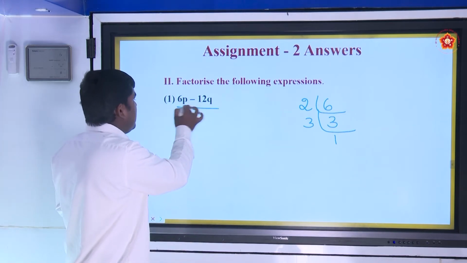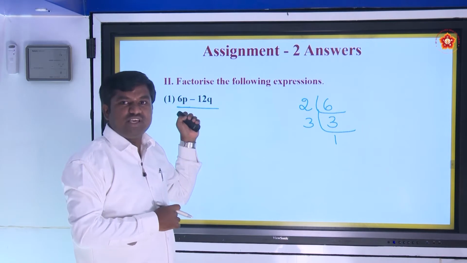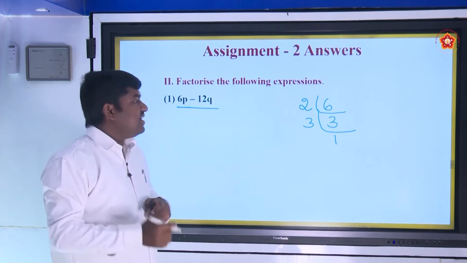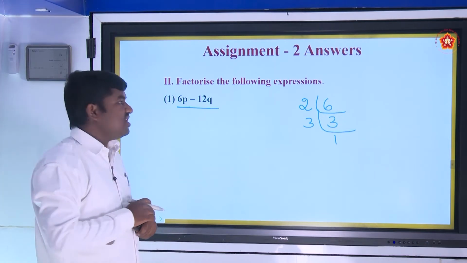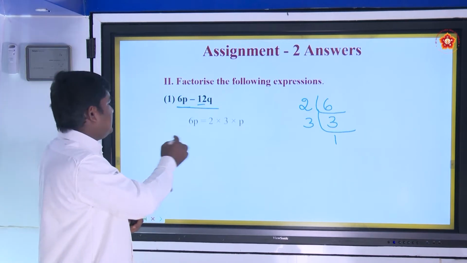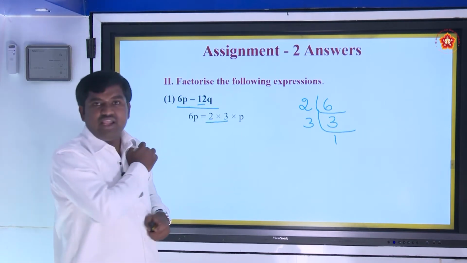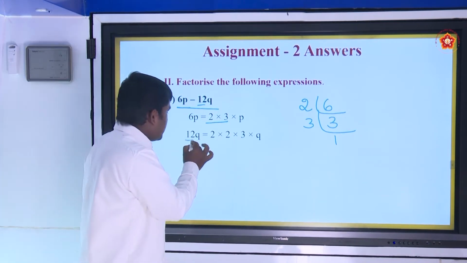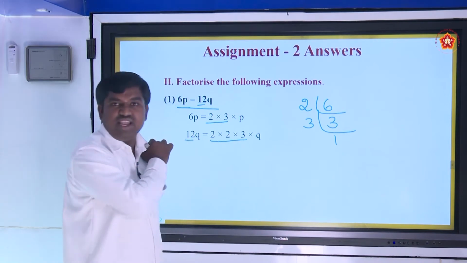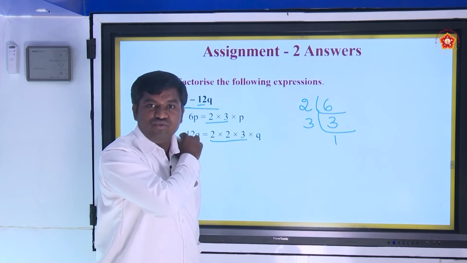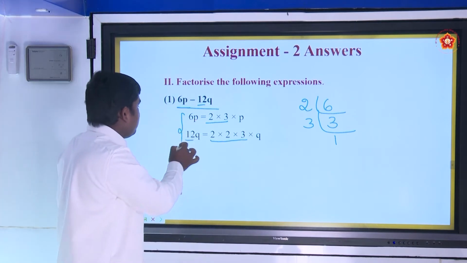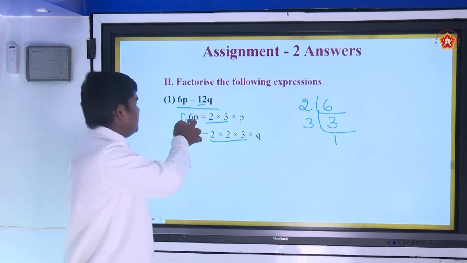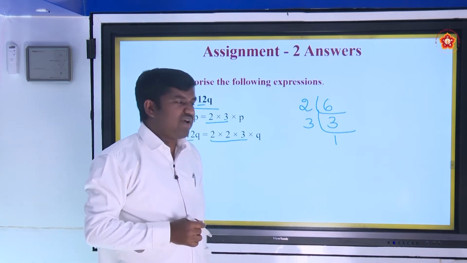So we can express this term 6p as prime factors 2 into 3 and p. In the same way for 12 also. You know the prime factors of 12. See, 6p is equal to 2 into 3 into p. In the same way 12q, 12 can be expressed as 2 into 2 into 3 and into q. These are the prime factors of 6 and 12. So here we expressed 2 terms, 6p and 12q, as a product of factors.